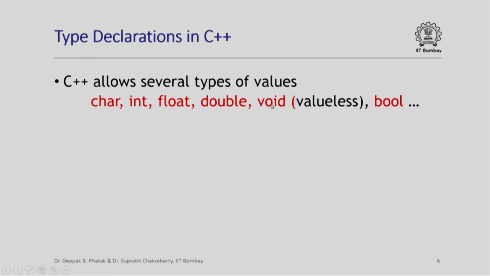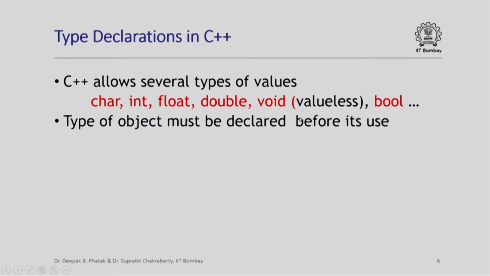You could also have the type void, which means that a variable or an object of this type does not have a specific value associated with it. Similarly, you could have the type bool for a boolean.